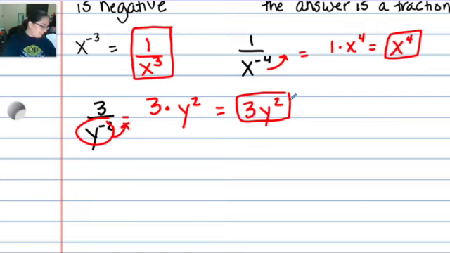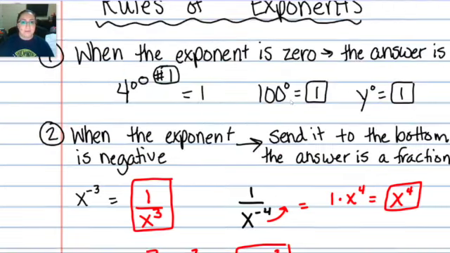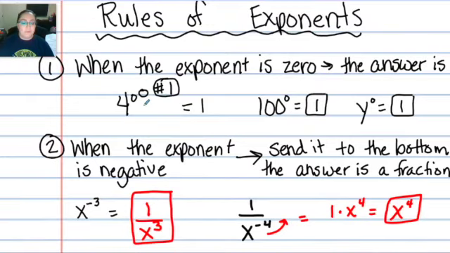I do want to go over with you the first rule, whenever your exponent is 0. This will always be a 1. The only time it's not a 1 is if you have this. If you have 0 to the 0 power, this is actually going to be undefined. Your answer would be undefined.